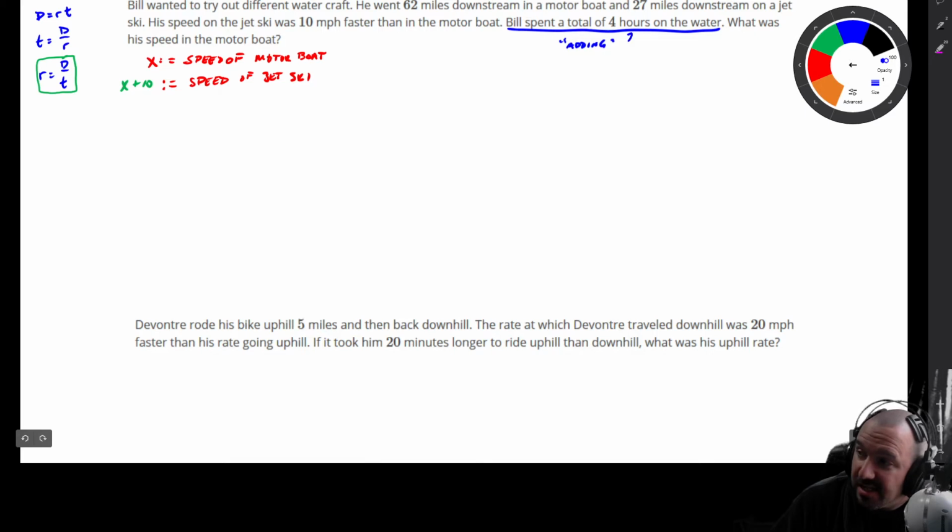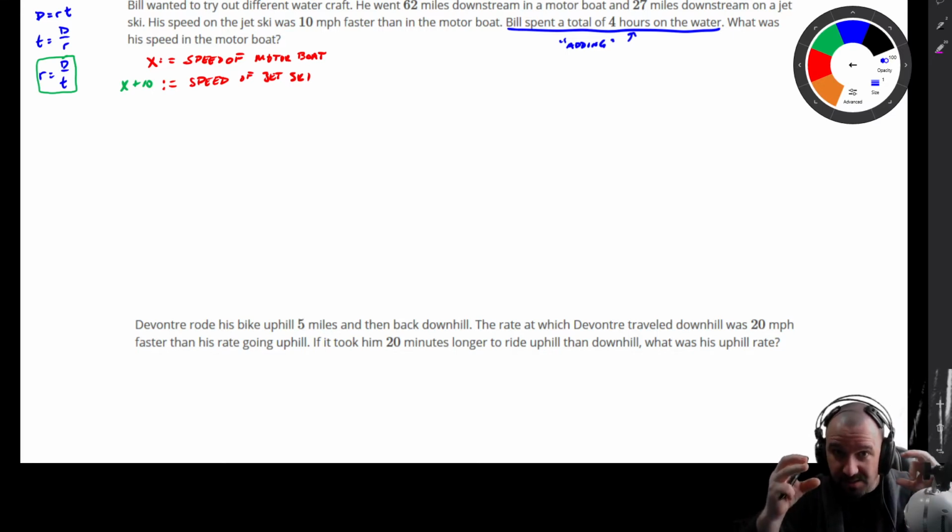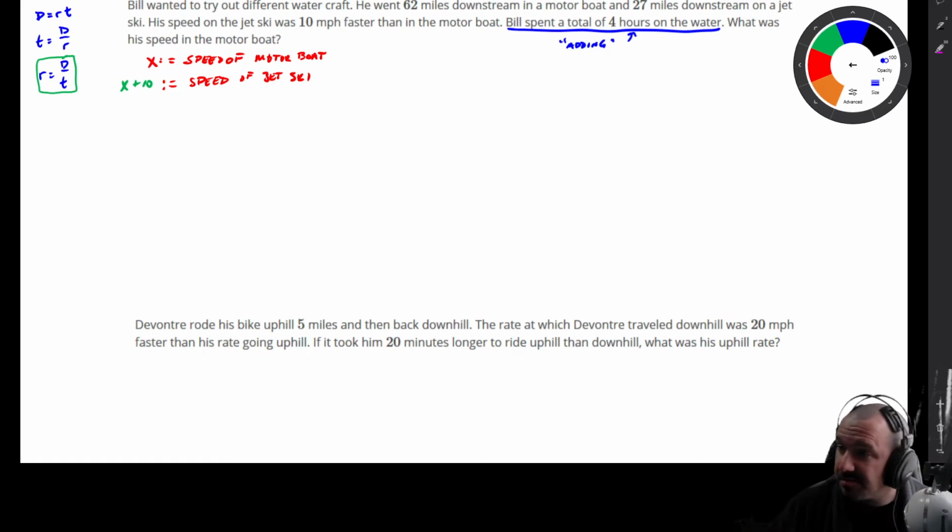We are adding to get 4 hours. If we're adding to get 4 hours, that means we're adding time. We can't add miles per hour and distance and get time. It doesn't work like that. So what we're doing is we're adding the two times together to get 4 hours. That's telling you the setup and what you need out of these three.